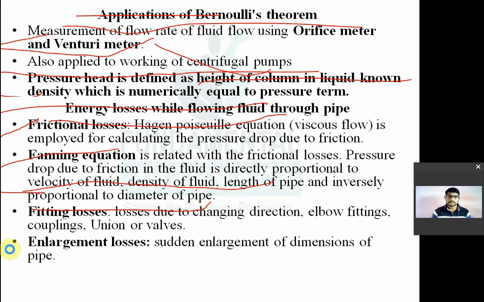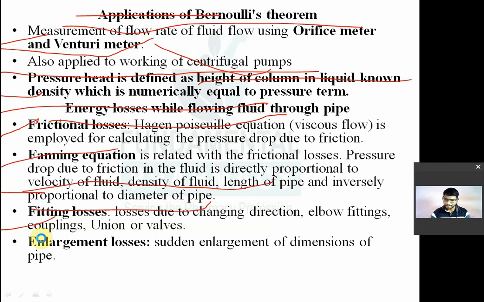And another loss is there known as a fitting loss. In a pipeline, wherever you have to turn it, there we will fit an elbow, or if you want to give an opening from the pipeline at one place to another place, there we will fit a tee. So because of that also there are losses, that is known as a fitting loss. Losses due to change in the direction of fluid flow. For example, if you want to make a U-turn, you will fit an elbow there. After fitting the elbow, because of the change in the direction of the fluid, there is some loss in the energy. So losses due to changing in the direction of fluid flow, like due to fittings like elbow fittings, couplings, unions, and valves. Those kinds of losses are fitting losses.